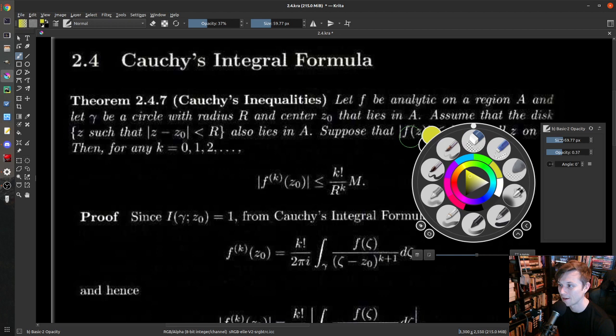Let me get a good-sized highlighter here for us. That's nice. That's good. Yeah, that's a good opacity.